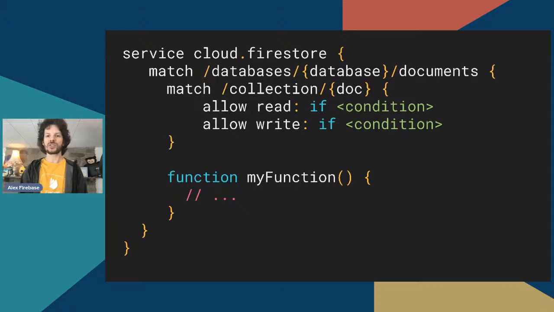In terms of the structure, our rules always start with a service definition, which could be either Cloud Firestore or Cloud Storage, which we'll cover in a few minutes. You start with a match statement, which specifies the path where the document that you're securing is stored. Inside the path, you can have wildcards. Also, you can have variable identifiers. And inside the match, you can have allow statements.